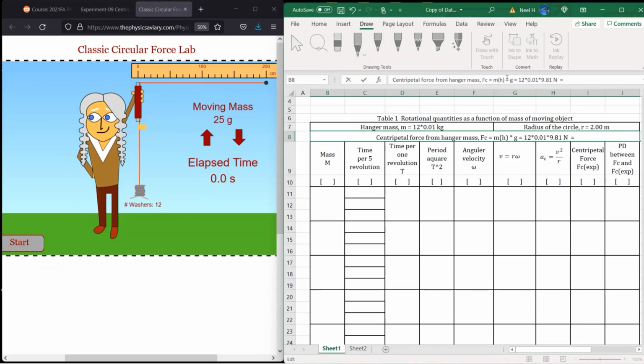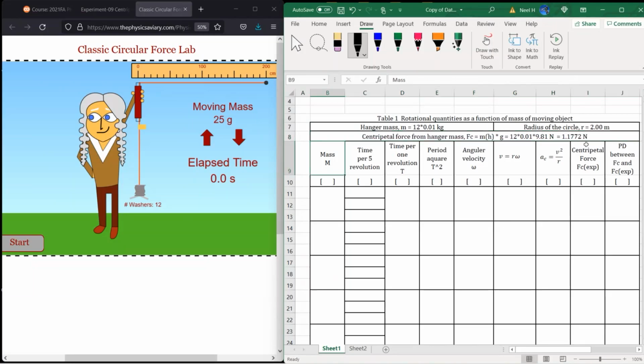I have 12 times 0.01 means 0.12 multiplied by 9.81. So we should get about 1.1772. Okay. 1.1772 in units Newton. So that's our centripetal force we are providing now to the rotational object. So by measuring the oscillation time, I should be able to calculate that. That's the plan for this part A of the experiment.